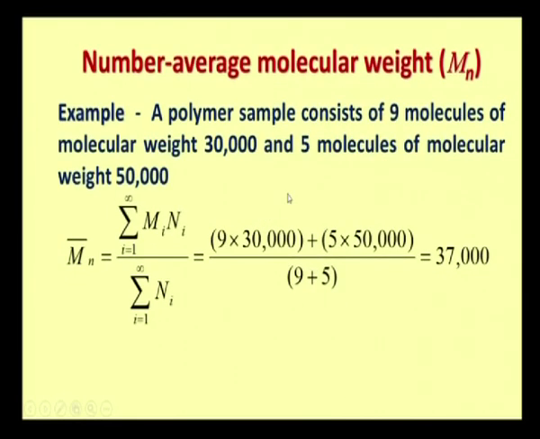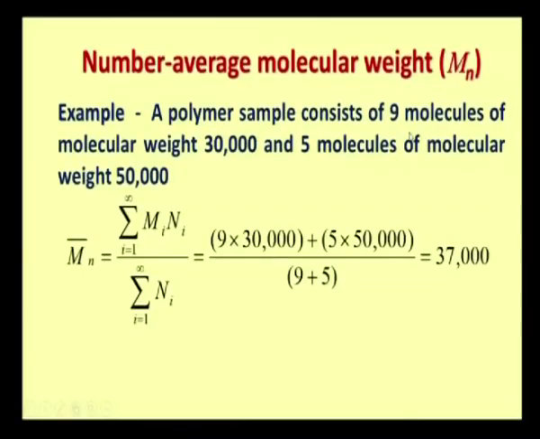Now, let us try to understand these calculations by making use of a simple example. Take the case of a polymer sample. Let us assume that it consists of 9 molecules of molecular weight 30,000 and 5 molecules of molecular weight 50,000. This may not be a true case at all, because it may contain several molecules having several types of molecular weights individually present. For the sake of simplicity, we will consider the sample containing only these molecules: 9 molecules of molecular weight 30,000 and 5 molecules of molecular weight 50,000.